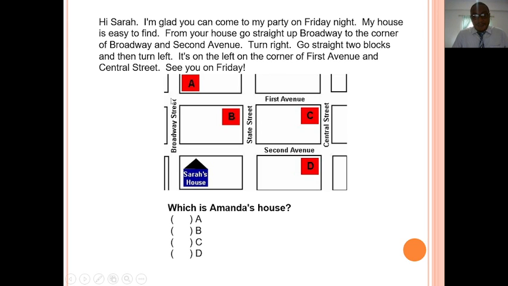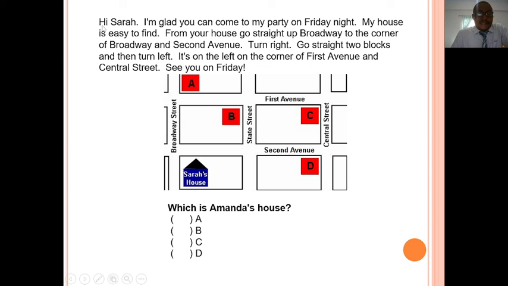And the streets are, number 1, Broadway Street. Number 2 is State Street. 1st Avenue, 2nd Avenue, Central Street. So one more time, let's read the direction and find which is Amanda's house. I want everyone to tell me which one is Amanda's house.